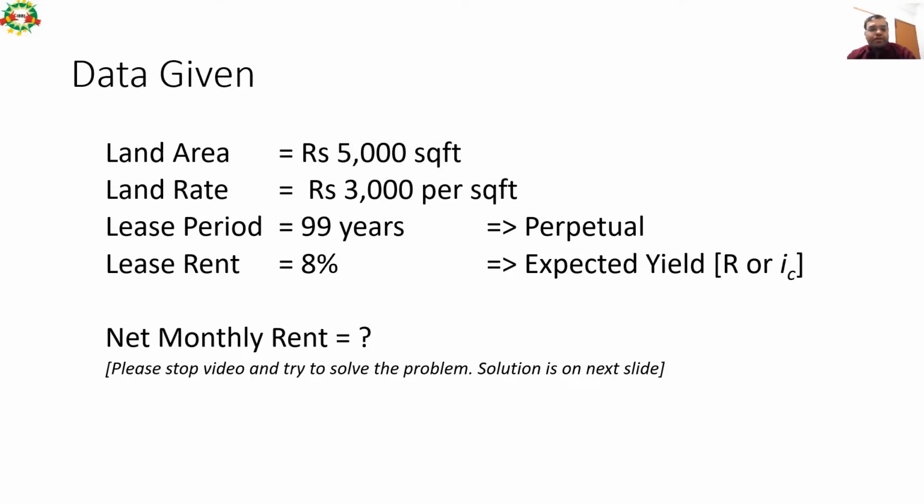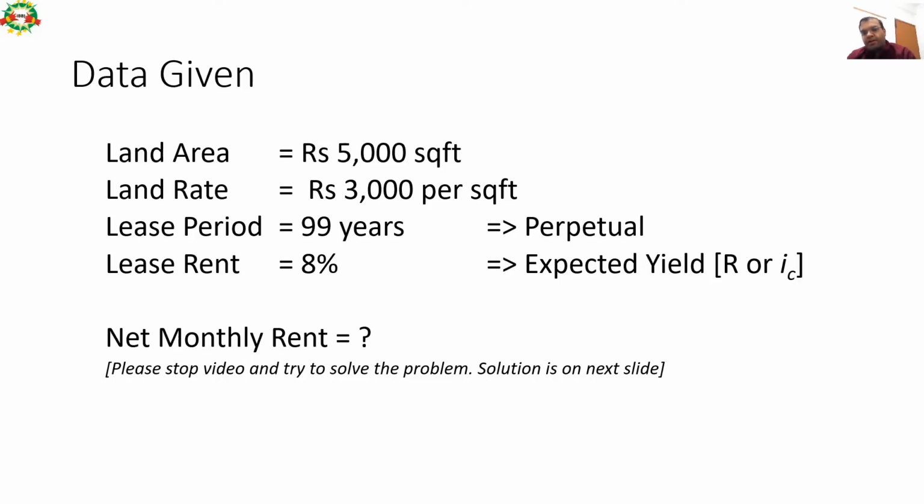Again, the data given in this question is land area and land rate. From these two figures we can calculate land value. The lease period is mentioned as 99 years, so it is presumed to be a perpetual lease. And instead of yield, here the examiner has used the words lease rent is 8%. So the expected yield is RC or R or IC. It is one and the same thing.